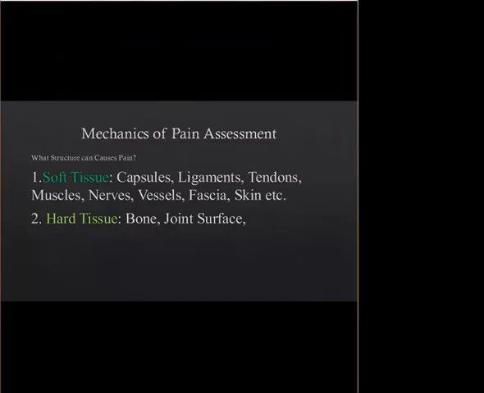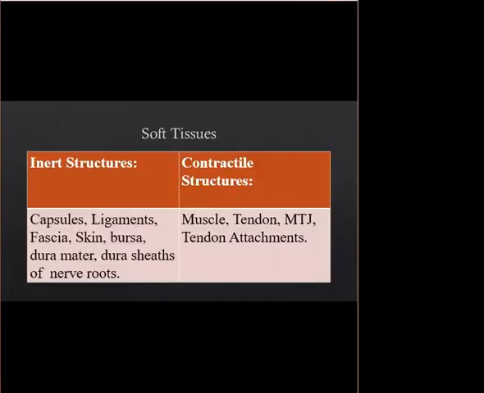And if we go further, we can even divide the soft tissues into two different groups. One that can contract and relax, another that does not have that property of contracting and relaxing. The one that contracts, we call contractile structures, right? And the one that does not contract, we call inert structures. And the contractile structures, can you guys jump in on the chat and let me know what structure we can count as contractile structures? For example, muscle.